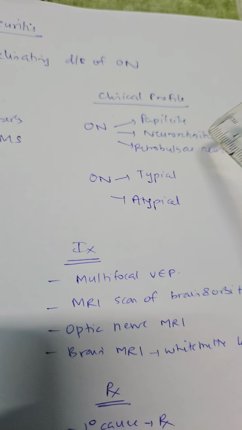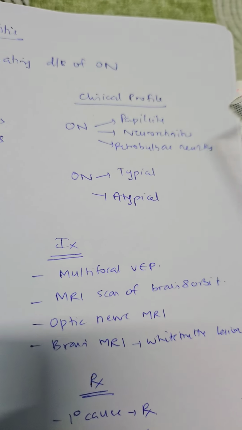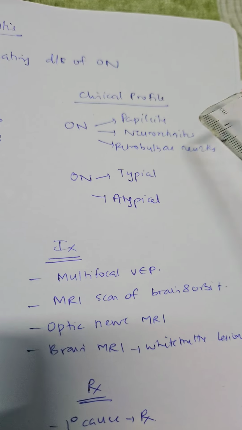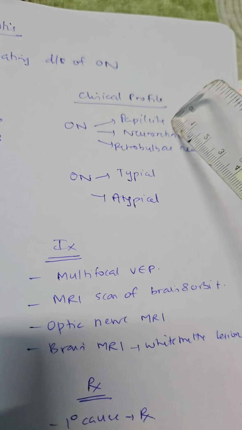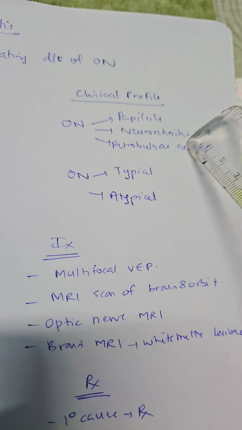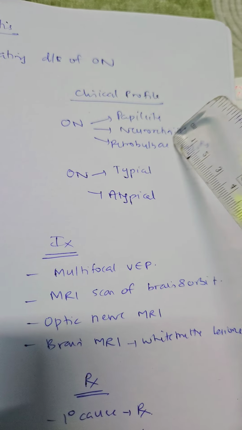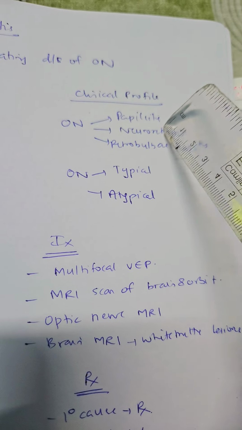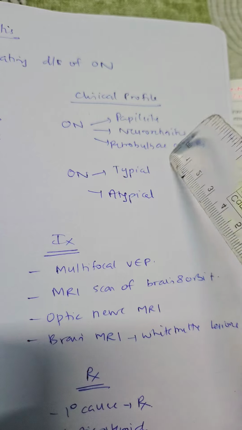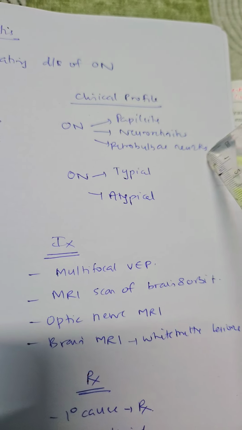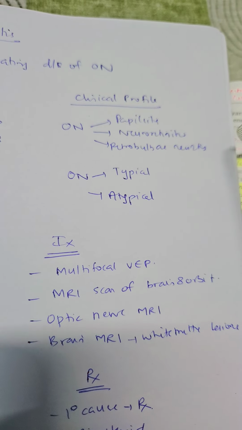Now coming to the classification of optic neuritis, it is mainly classified anatomically into 3: papillitis, where only the optic disc is involved; neuroretinitis, where both the optic disc and the retina, which is surrounding the macular region, is involved; retrobulbar neuritis, where the optic nerve, which is behind the eyeball, is involved.